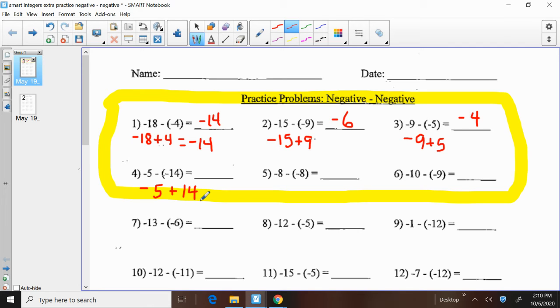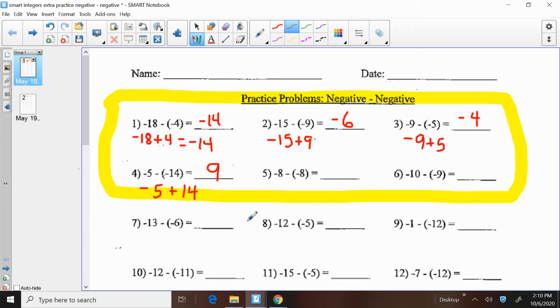Okay, so again, if you want to think of it as money, if I borrowed $5 from somebody, that would be negative 5 for me. If I then got $14 and paid them back the 5, I would have $9 in my pocket, positive 9. Or I can think of it as what's larger, my positive number or my negative number? My positive number is larger. So what's 14 minus 5? 14 minus 5 is 9. So that's the example where I would get a positive number.